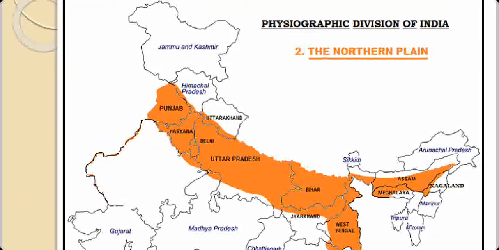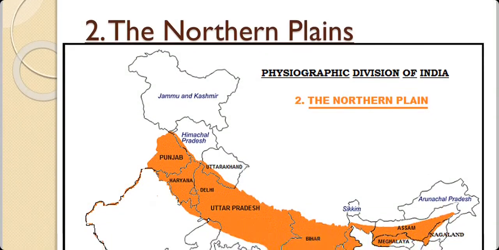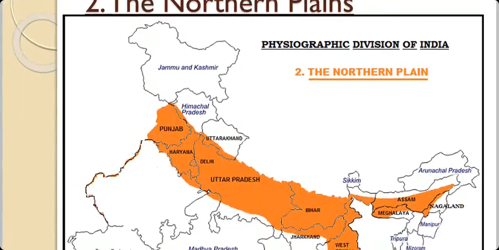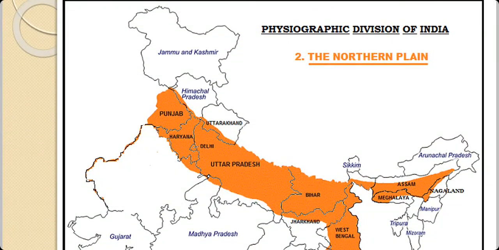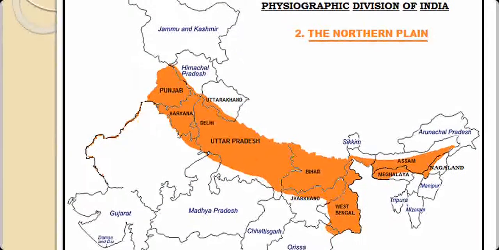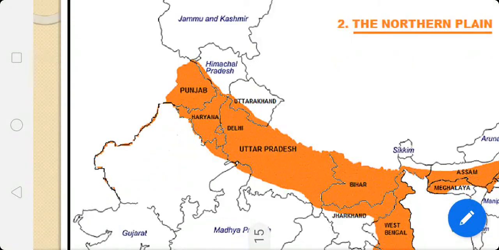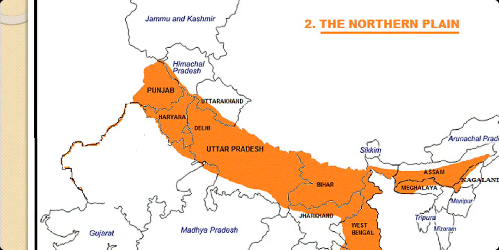The second point is about the northern plains. In the first video, I showed you that because of convergence, when the subduction took place, the subducting plate left a depression, and in this depression, over a period of time, when the alluvial soil filled up, it gave rise to the northern plains. So these are also because of the tectonic activity indirectly.